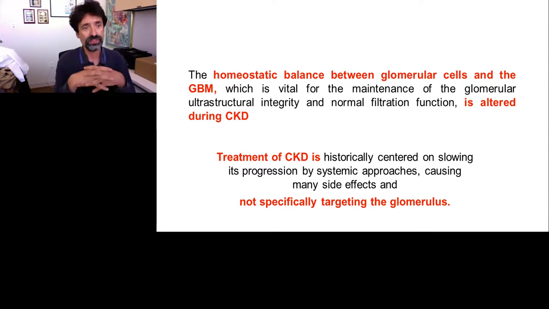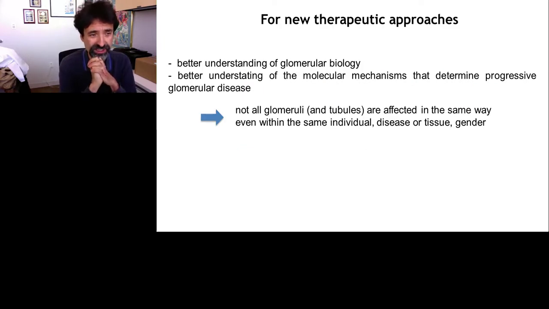So to develop new therapeutic approaches, it's important to get a better understanding of the glomerular biology and of the molecular mechanisms that determine progressive glomerular disease. It's also important to keep in mind that not all glomeruli and tubules are affected in the same way at the same time, even in the same individual, disease or tissue or gender. So there's really a variability across each nephron.